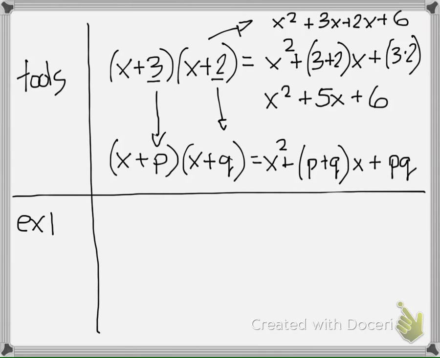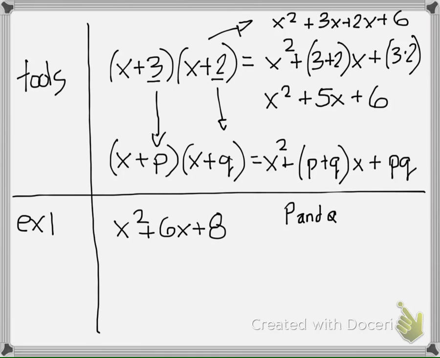Here goes example number 1. Let's say I have x squared plus 6x plus 8. This example you're going to have to submit to me tomorrow as part of your homework assignment. So if you want to do this outside of your notes, you can. Put it on a separate sheet of paper. If I have x squared plus 6x plus 8, I need to figure out what P and Q need to be.